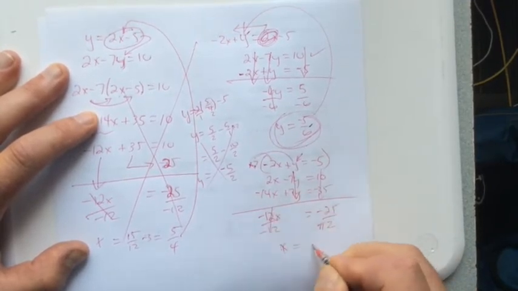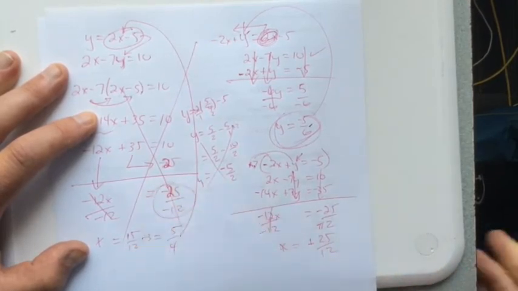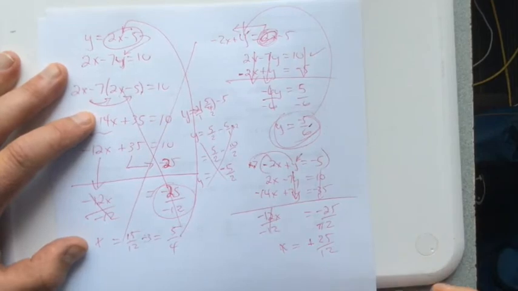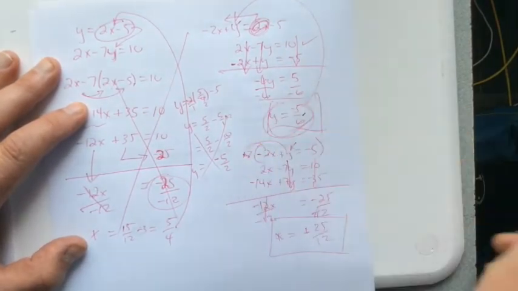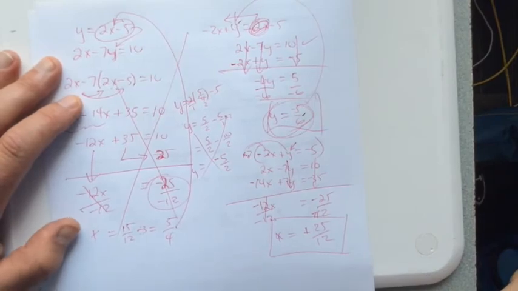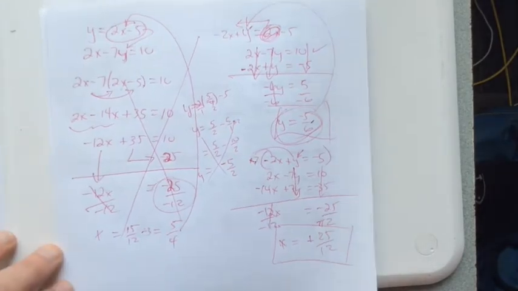So there it is. X is positive 25/12, just like it was over there, what it was supposed to be over there. So see, we never had to substitute in any negatives. We never actually had to work with fractions, even when the answers were fractions.